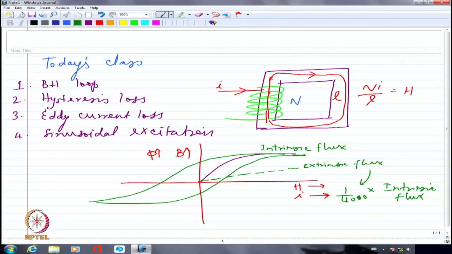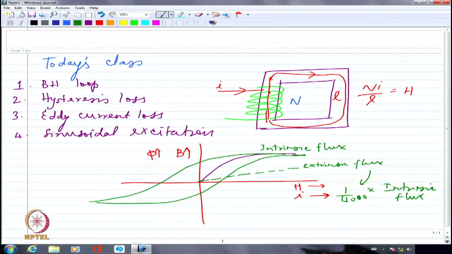That is the reason why when the saturation occurs, any little increase in the extrinsic flux is not noticeable at all. It may still be increasing, but because it is 1 by 4,000 times, it is not going to be noticeable. So on the whole, it looks as though the overall flux has reached saturation.